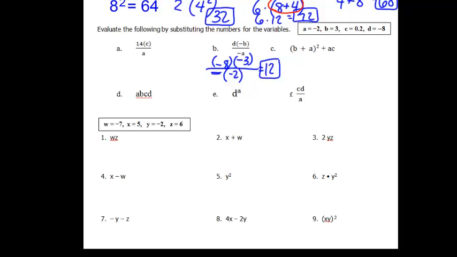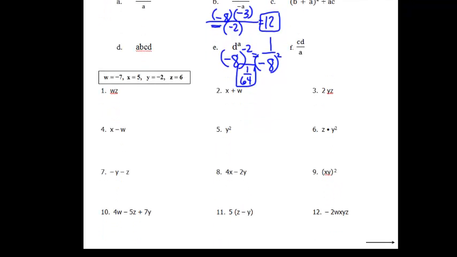In the case of letter E, I'm going to take D, which is negative 8, and raise it to the A power, which is negative 2. Now remember that that's a fraction, 1 over negative 8 to the second power. And so that's 1/64th. Final answer. As you can see, they can get kind of complicated.